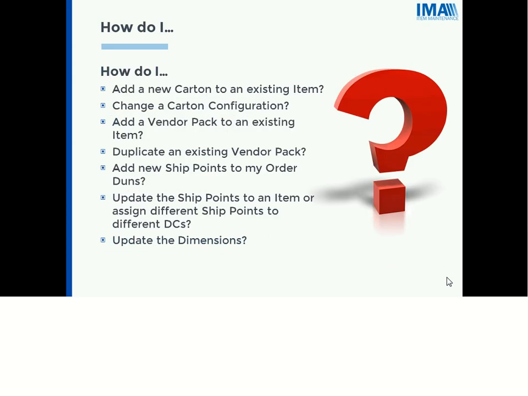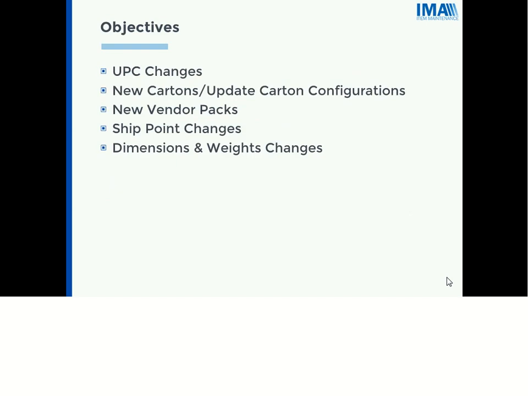A lot of questions that we get asked: how do I add a new carton to an existing item or change a carton configuration? How do I add a vendor pack to an existing item or duplicate an existing vendor pack? How do I add new ship points to my order guns or change the ship points for the DCs? How do I update dimensions? We're going to cover all of that today. So we're going to look at UPC changes, new cartons and updating configurations, new vendor packs, ship points, dimensions, and weights.